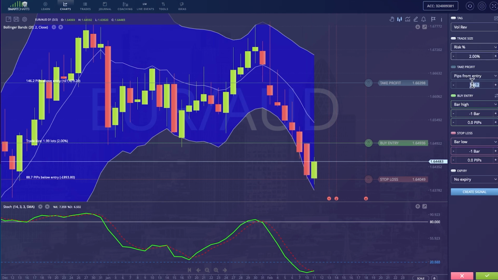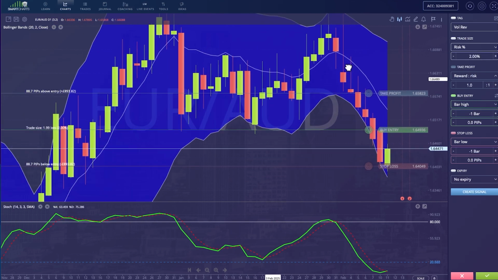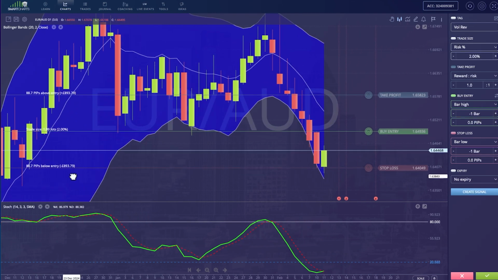Take profit. Or if you want to, just go reward to risk and do a 1-to-1. And as you can see, I'm risking 2%, which means I can potentially make £893 on this trade, or I could lose £893 on this trade. And we placed a trade. Now, I sit back and let this trade do its thing.